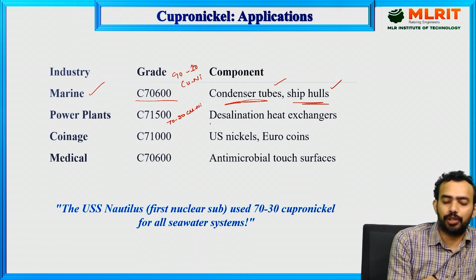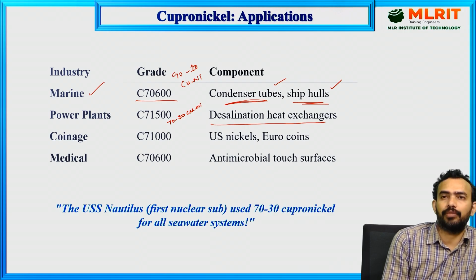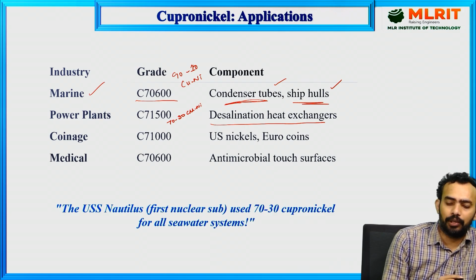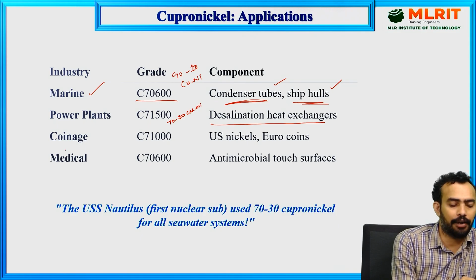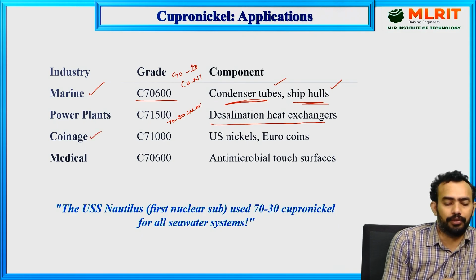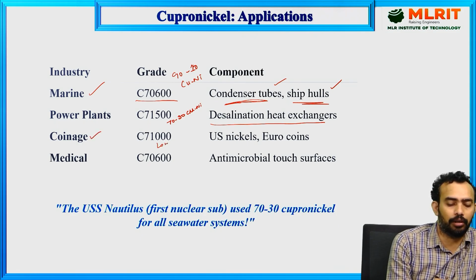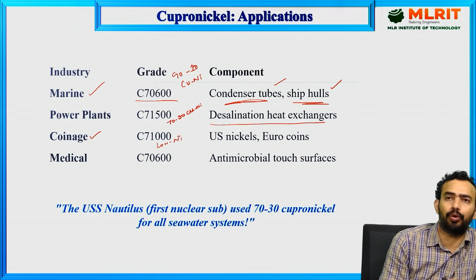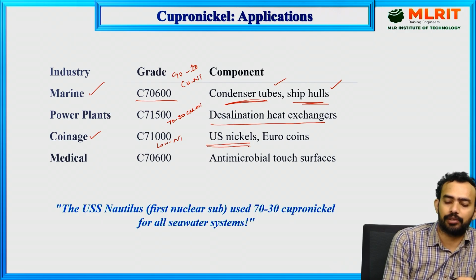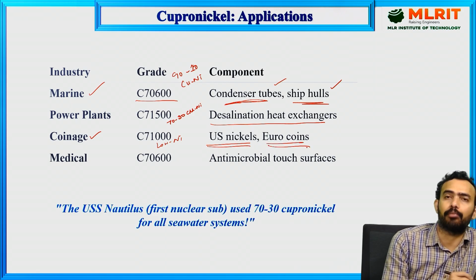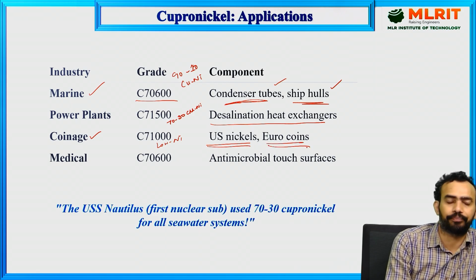Then in the power plants we use 70/30 copper nickel, which is used in desalination heat exchangers. In the heat exchangers, we'll be using this cupronickel. Then we have coinage, which uses low nickel cupronickel, which finds applications in US nickels and euro coins. They are manufactured out of cupronickel.